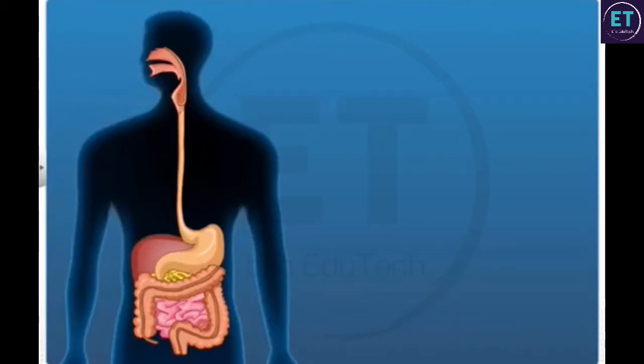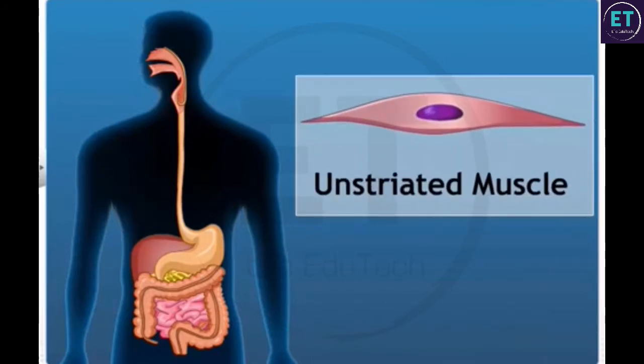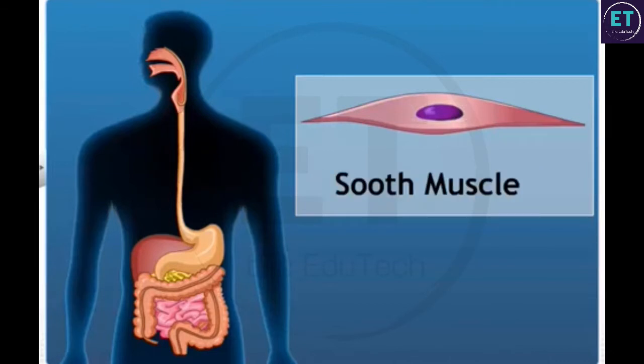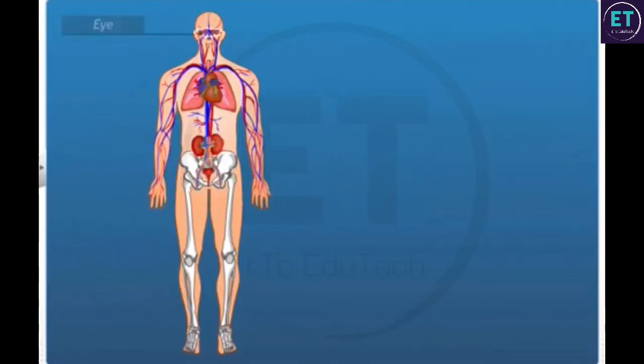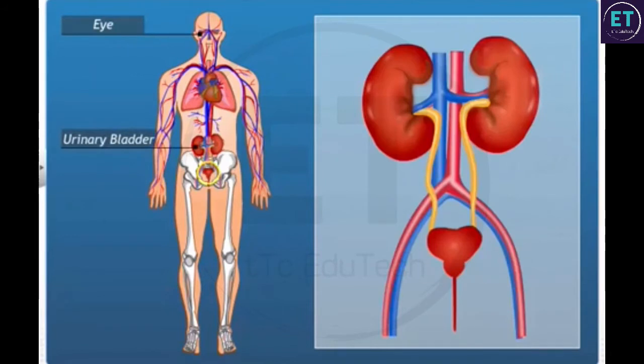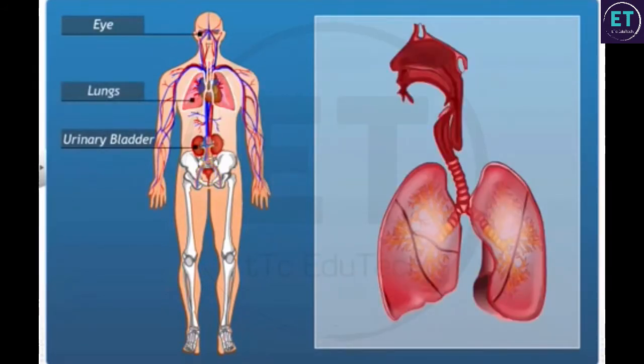See how the food is pushed down the alimentary canal by the contraction and relaxation of muscles. This process is done by unstriated muscles, which are spindle-shaped with one nucleus. They do not have striations and are called smooth muscles. They are also beyond our control and are called involuntary muscles. They are found in the iris of the eye, urinary bladder, and bronchi of the lungs.